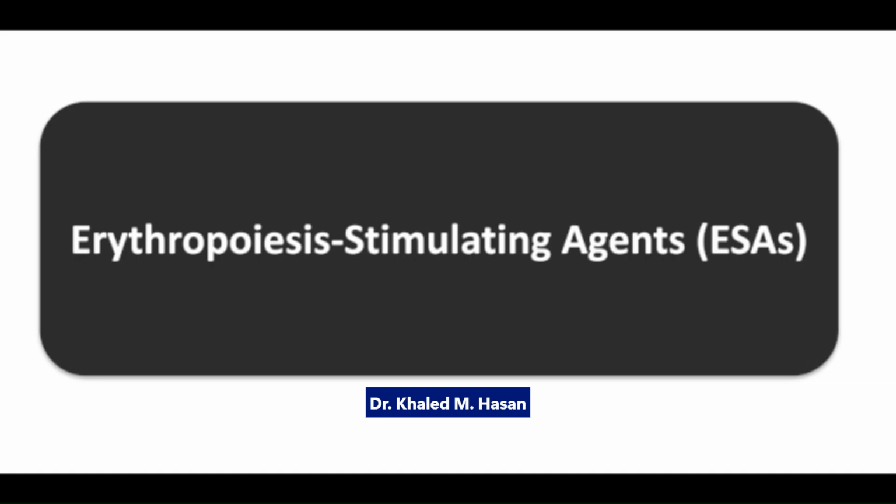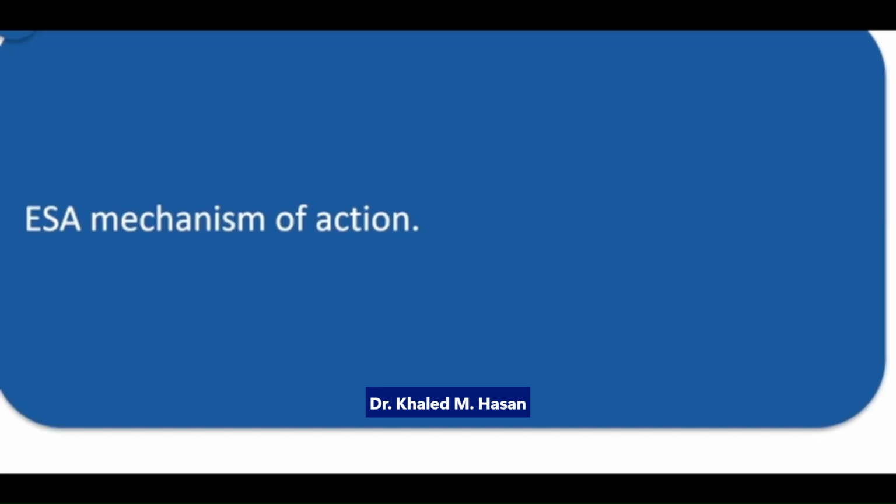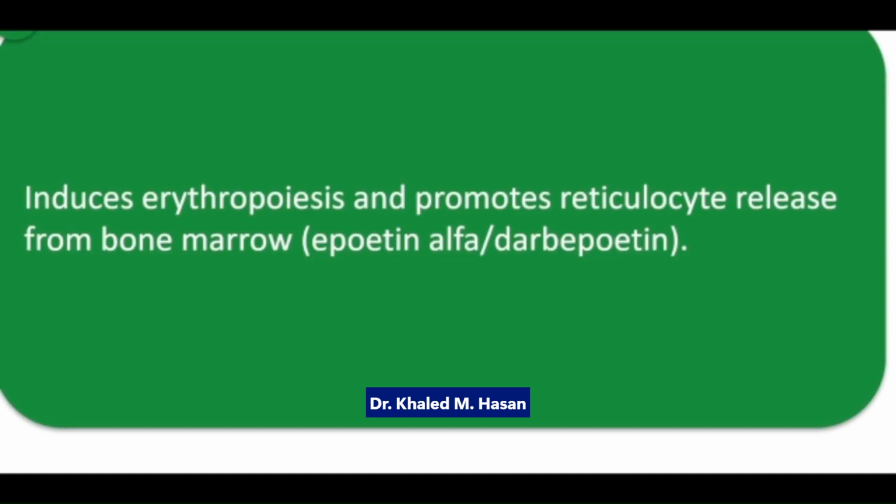Okay, the next agent in the anemia topics is the erythropoiesis stimulating agent. This agent is produced by the kidney. How does this medication work? This medication stimulates or induces erythropoiesis and promotes reticulocyte release from the bone marrow. We have two medications in practice: epoetin alfa and darbepoetin.